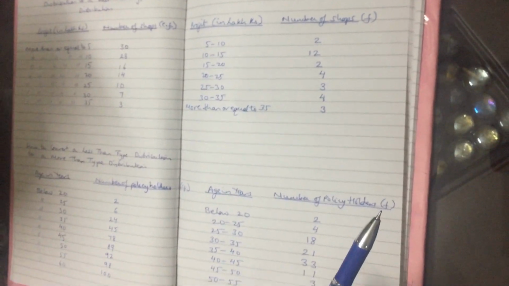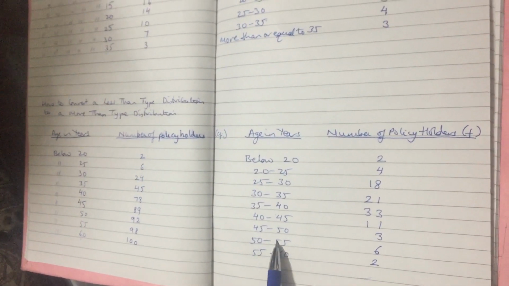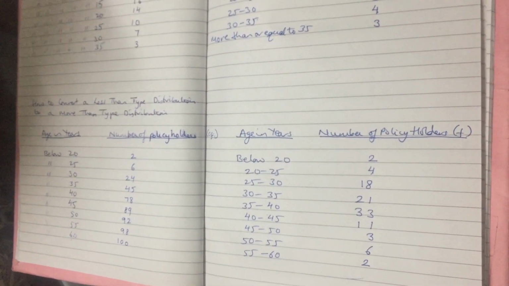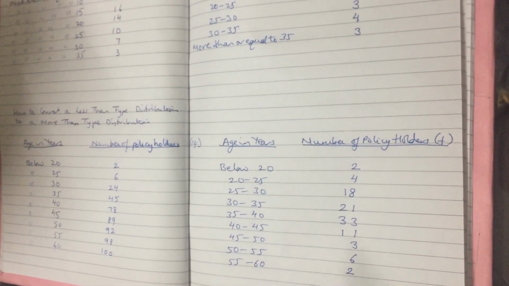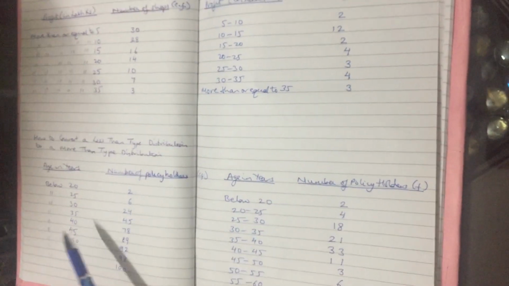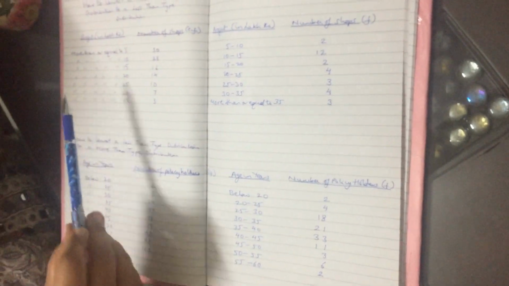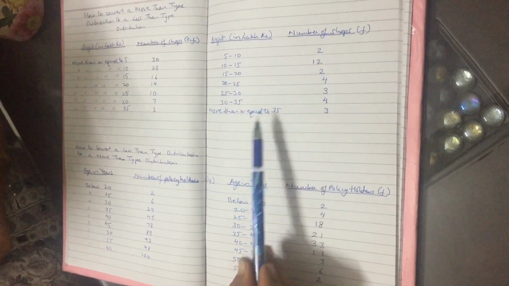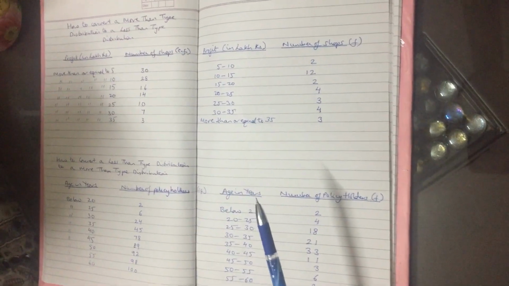So this is how you change the more than type of data into a normal table, and from the normal table you can convert it into a less than type table. Similarly, you have a less than type table, you convert it into a normal table, and then you can convert it into a more than type table. Also, for purposes of mean, median and mode, they could have given you this kind of distribution. For that, you need the normal table. So you should know how to convert these types of tables into a normal table, and then from the normal table you can find any of the mean, median or mode using the formula.